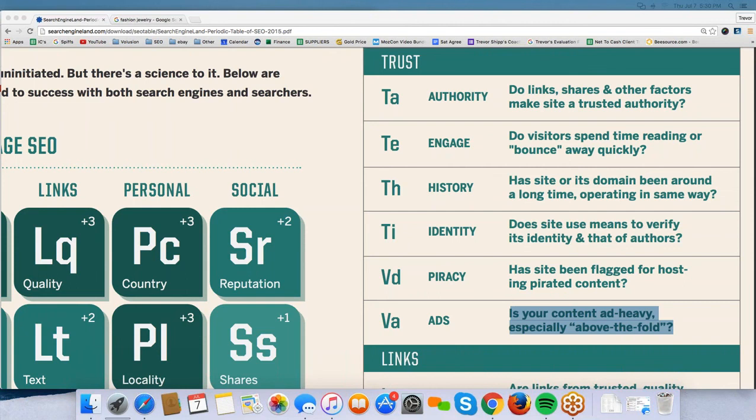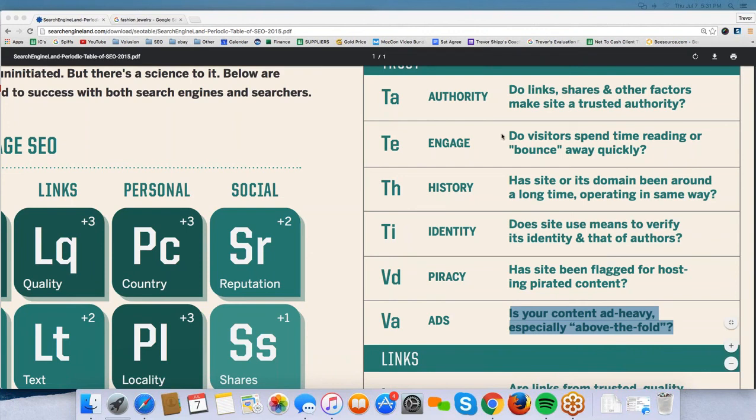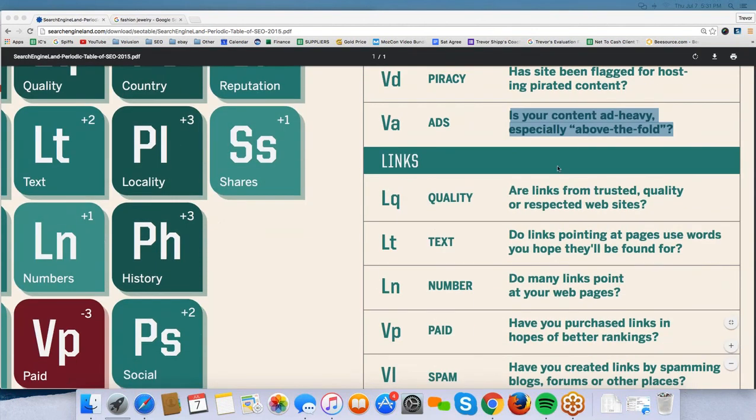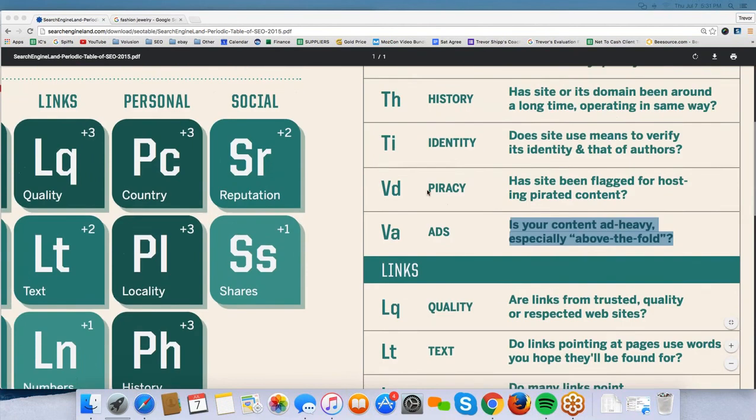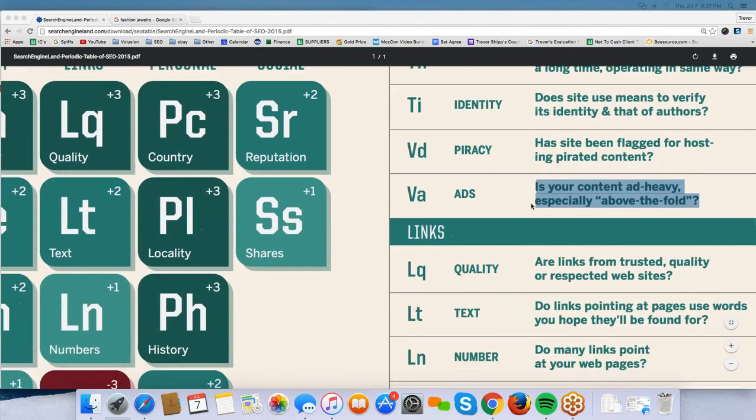You have one called links right here. We talk about links as votes, and we've talked about this before. The more links you have that point to your site, the more votes you've got to rank high. There are 5 factors here. One is the quality of the link. Is it coming from a respected site? The next one is the text inside the link. Do links pointing at pages use words you hope they'll be found for? So, are you getting any links to your site that actually use the words fashion jewelry? Or do all of your links just say click here? You want a bunch of your keywords linked to you.